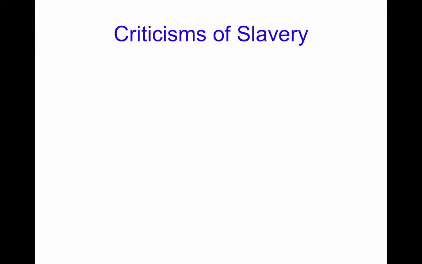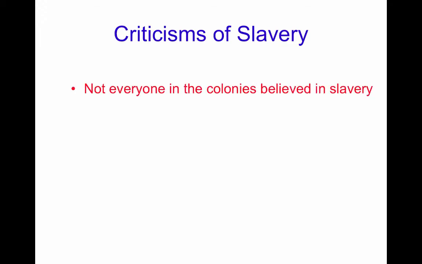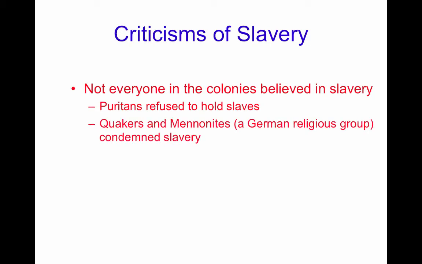So finally, we have criticisms of slavery. It's important to know that not everyone in the colonies believed in slavery. We can somewhat see that as we've already talked about the need for slavery. Those that didn't need slaves weren't as supportive. Certain religious groups disagreed completely with slavery. For instance, Puritans, Quakers, and Mennonites, which are a German religious group, all condemned slavery. They disagreed with it strongly.